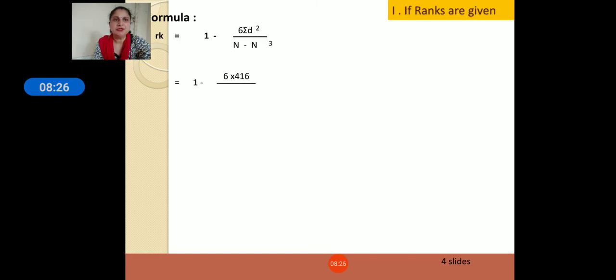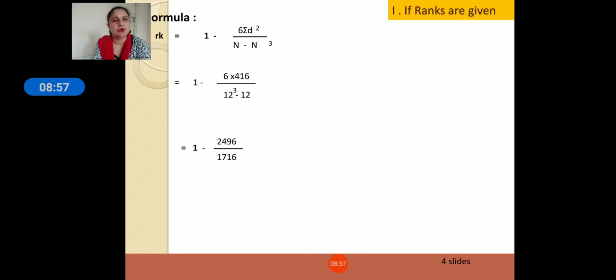So 6 into 416 is what you simply have to do, and we will get it upon 12 cube minus 12. We have to take the cube of 12. So the final value we will get is 2496 when we multiply 416 with 6. And 12 cube minus 12, the value will be 1716.